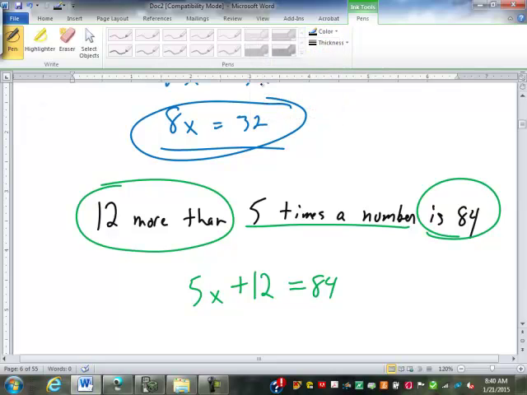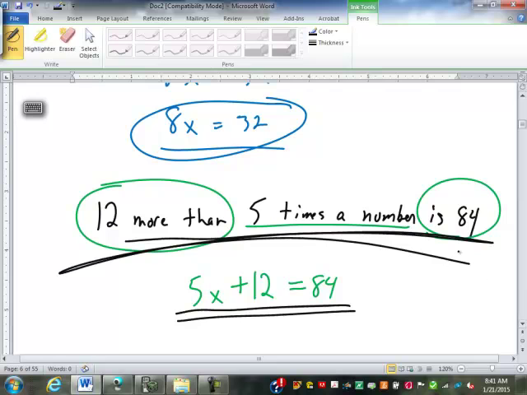You getting better at those? It's just a matter of slowing down. And one thing I always recommend to people, once you write it out, try to take this and translate it back into words. So this is 5x plus 12 equals 84 is what you'd say. Well, does that give you the same thing? Does that mean the same thing as what's written here? Is 12 more than 5 times the number the same as 5 times the number plus 12? Yes, it is. So compare them back and forth and make sure this makes sense according to those words again.